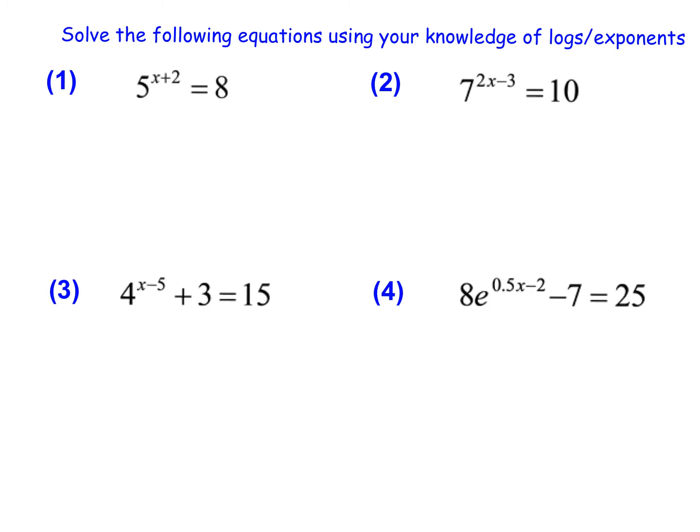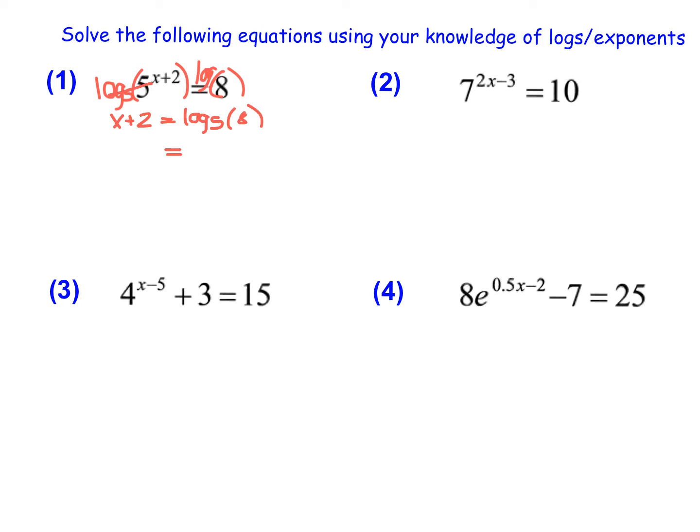So let's try a couple of examples here. This first one, I noticed that I have an exponent of base 5 by itself on the left-hand side and 8 on the right-hand side, which I know I can't get common bases for. So in order to undo that exponential base of 5, I'm going to do log base 5 of each side. In doing so, log base 5 and an exponent of base 5 undo each other. So I'm left with x plus 2 is equal to log base 5 of 8.